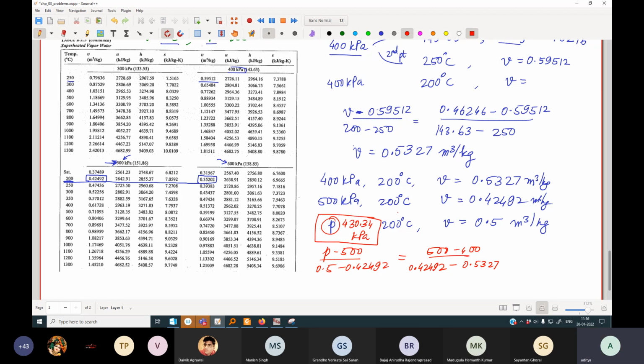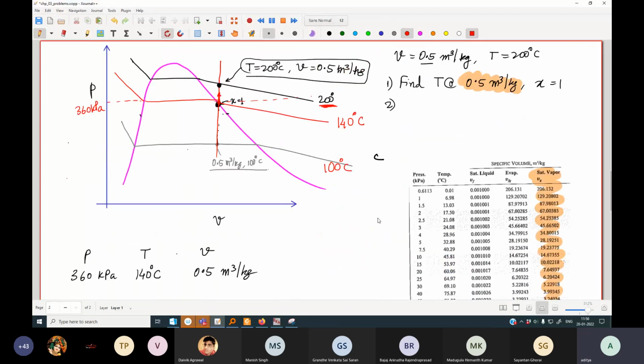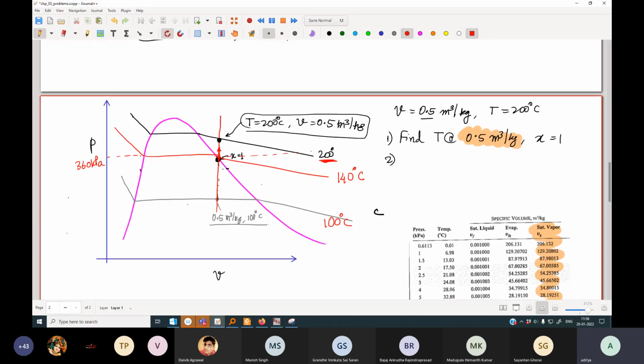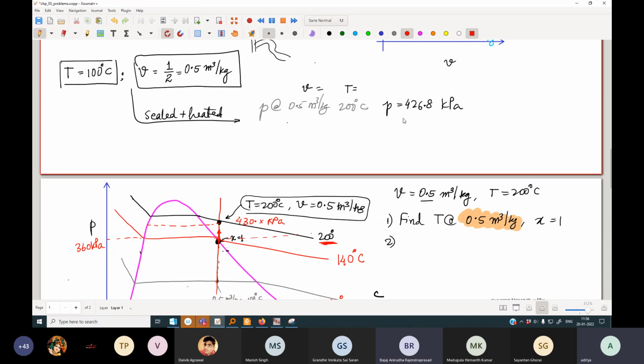All right. So finally, we have that this pressure is 430 point something kilopascal. What had we obtained with the help of a computer? We obtained 426. So okay, there you go.